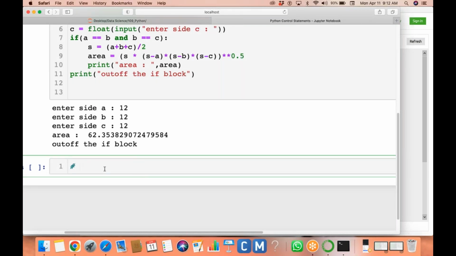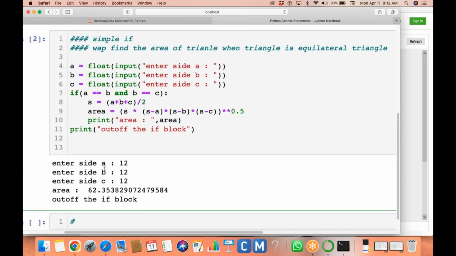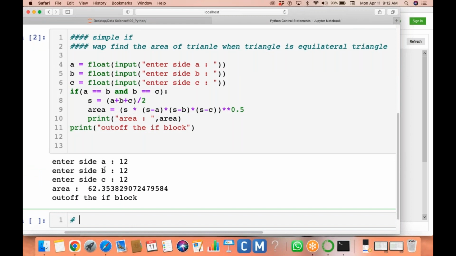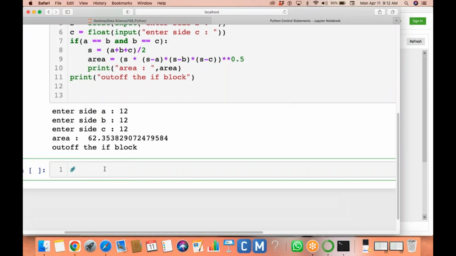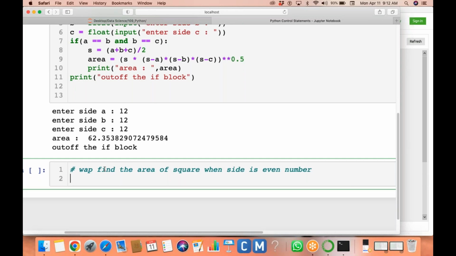Okay, you just use this particular logic only. Write a program: find the area of a square when the side is an even number. If and only if the side is an even number, then I can find the area of the square. Otherwise, I don't want to do it.